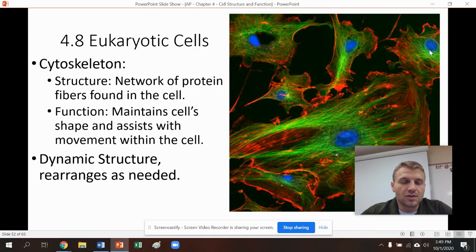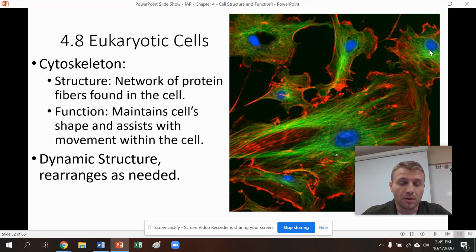All right, the last section of chapter 4 is about the cytoskeleton. Back in ninth and 10th grade bio, we talked a little bit about it, but we really didn't get in depth. We're going to get a little bit more in depth and see a couple different types of cytoskeletal structures within the cell. But again, you just have to know a broad understanding of the cytoskeleton moving forward.